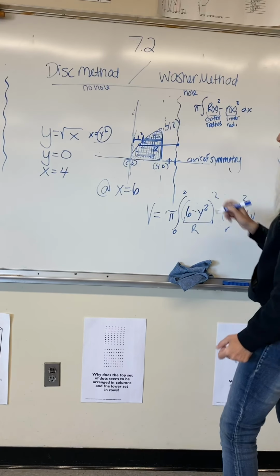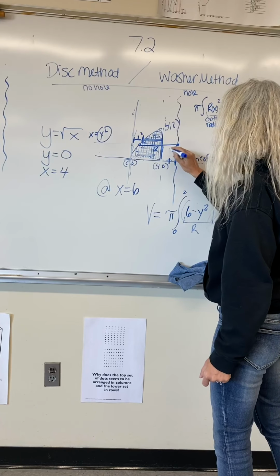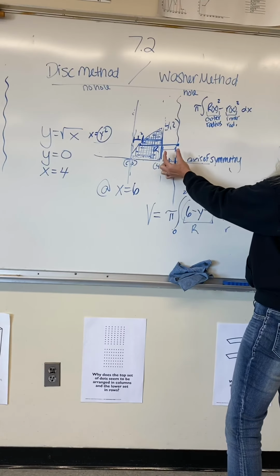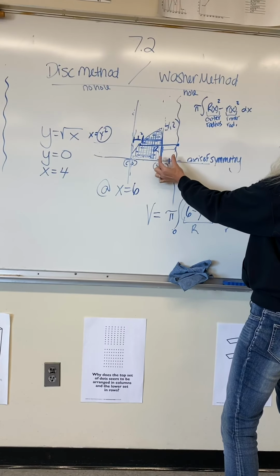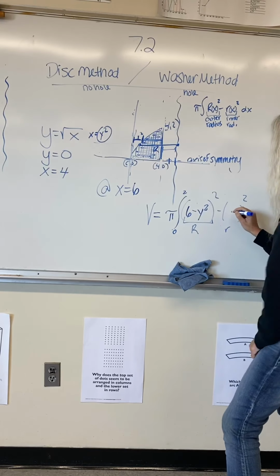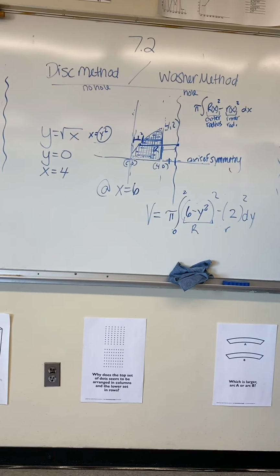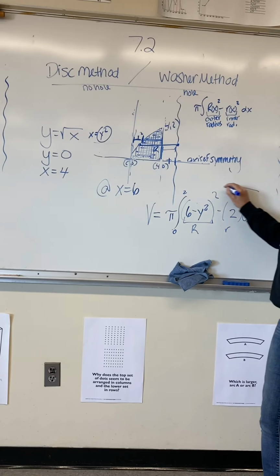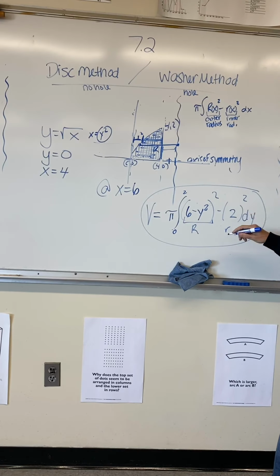Inner radius of my shape, kind of interesting on this one, is the distance from here to here, and that is a consistent 2, no matter where I make a slice, because it's between 4 and 6. So it's going to be 2 squared. And then we could solve from there, but again, most of these I'm just going to have you set them up, and that's the important part to be able to do.